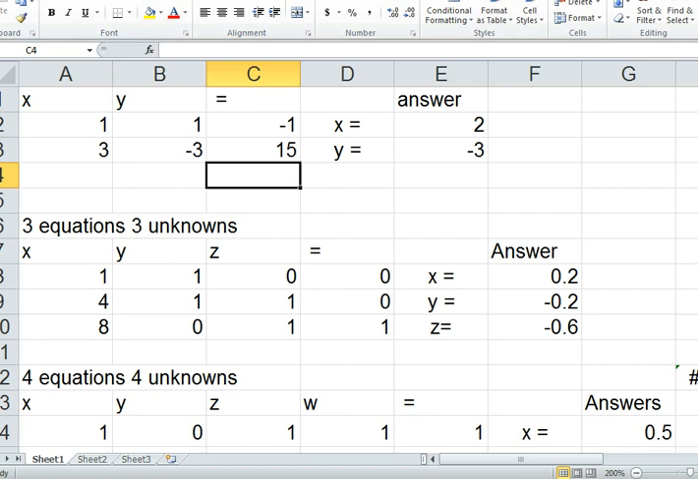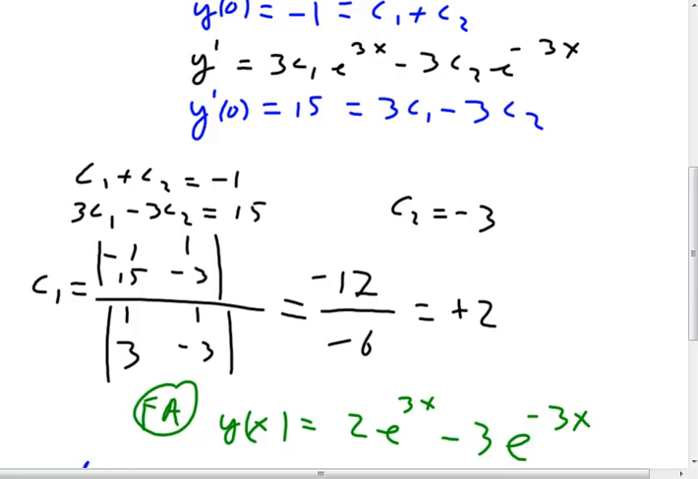I have an Excel spreadsheet to solve those for you if you'd like. But you guys don't have graphing calculators, right? What do you mean you don't have graphing calculators? What kind of math majors are you guys? Anyway, if you had a graphing calculator, you could put it in a graphing calculator. Back to number 6.